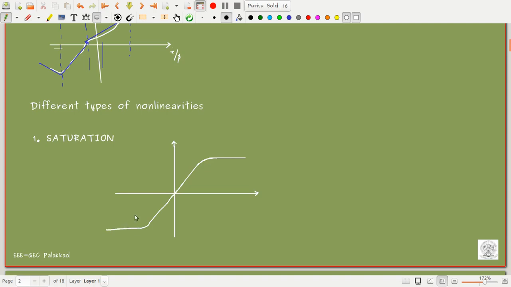something like this. If I try to draw straight line curves for this kind of system, I can draw a straight line like this. Here also I can draw a straight line of this form, and here also a straight line. So the white line is the actual curve. Here it becomes constant, showing that there is saturation. This is the input and the output.